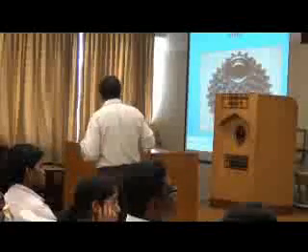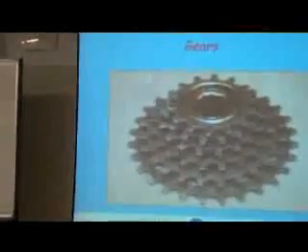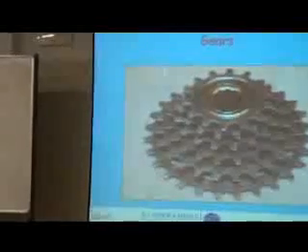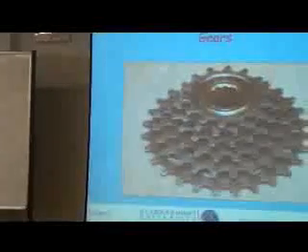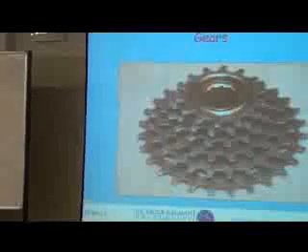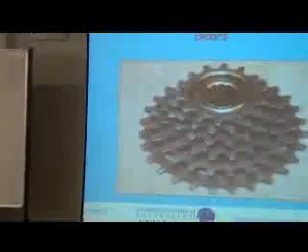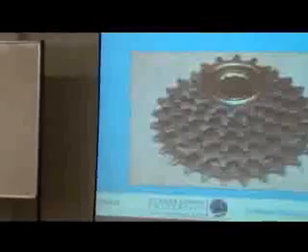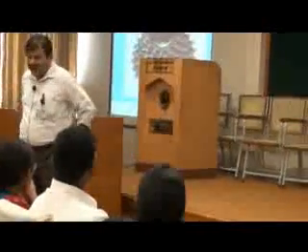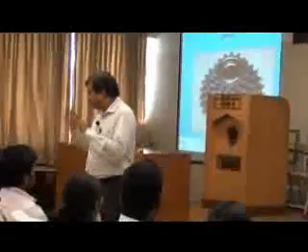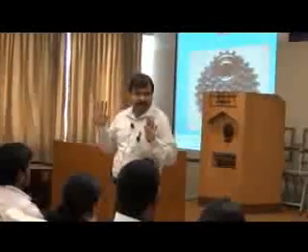So these are the sprockets, a set of sprockets. By the way, why do you want to change the speed of a bicycle? Depending on the torque that you need to develop at the wheels, see, the power that you can deliver is constant. I'm capable of delivering a certain power to the pedals.